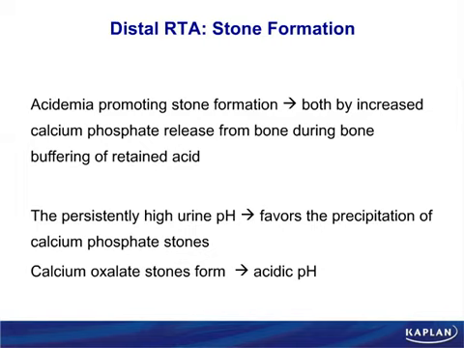In distal RTAs you could get stone formation. This is for several reasons. In an acidemia, you can get increased calcium phosphate release from bone. Acidemia can lead to increased bone resorption, and that can lead to increased calcium phosphate release. So now you have an increase in filtered load of both calcium and phosphate. Also, we mentioned in the distal RTA, you can have high urine pH. Elevated urine pH favors precipitation of calcium phosphate stones.